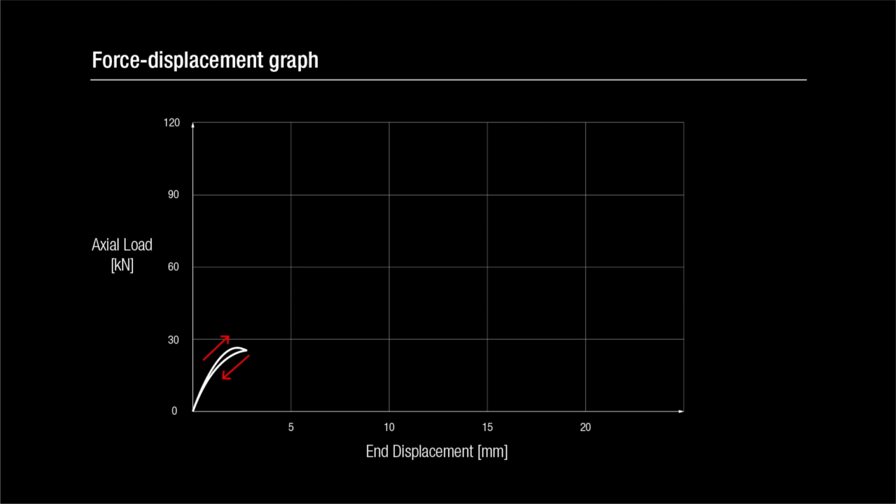The graph initially shows a linear relationship between force and displacement. Up to this point, the column has not begun to displace sideways. Once the buckling instability is triggered, however, the slope effectively reduces to zero.